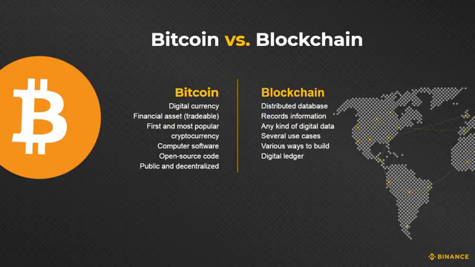Okay, so Bitcoin is a digital currency, a financial asset. So it's tradable. It's the first cryptocurrency and is very popular. It's computer software, open source code, public and decentralized. So it means that no government in the world can have full control of Bitcoin. Like, you don't hear that this government has shut down Bitcoin. You don't hear any story about that because it's decentralized.